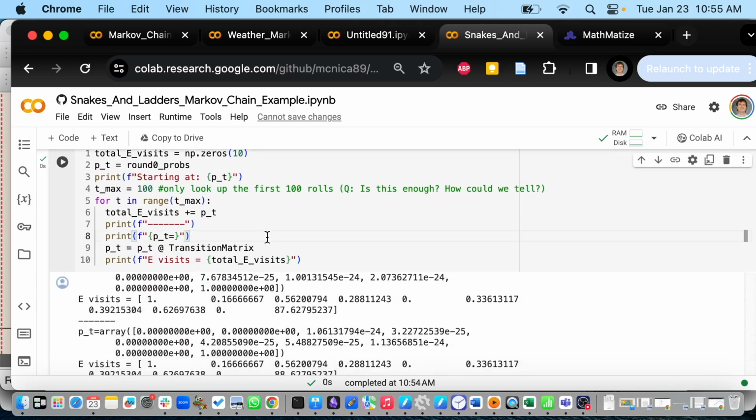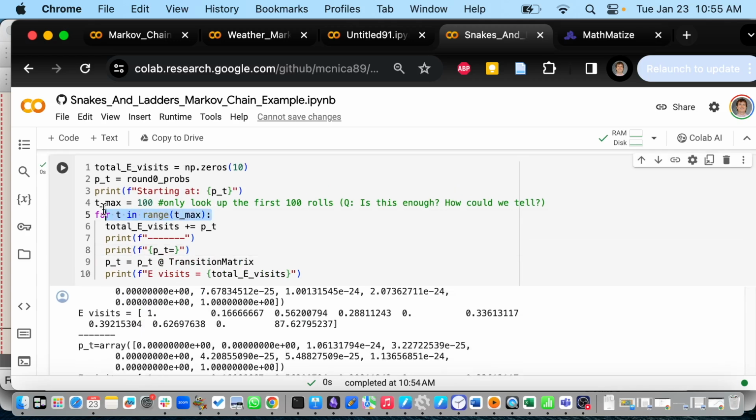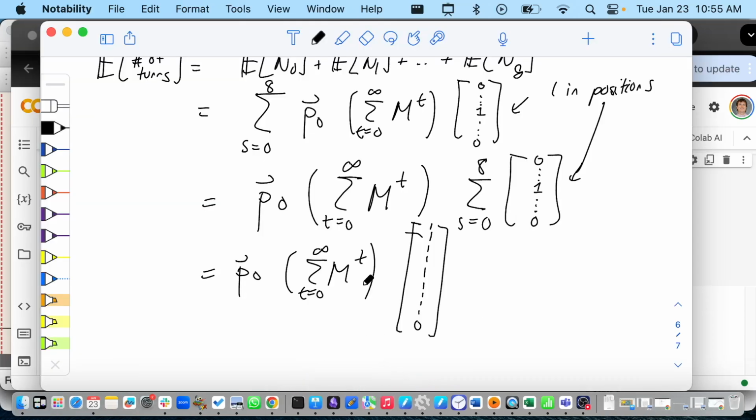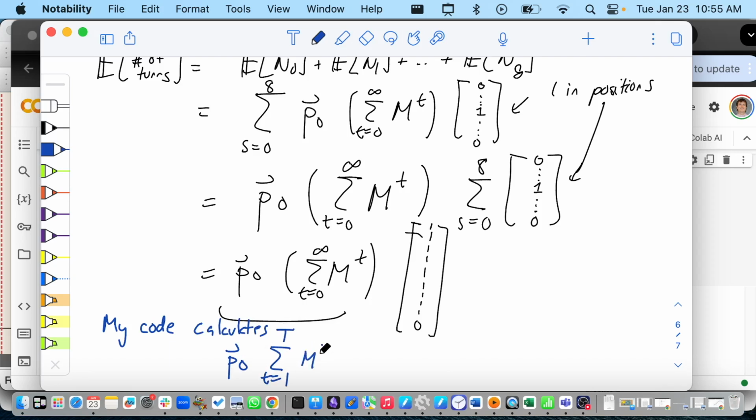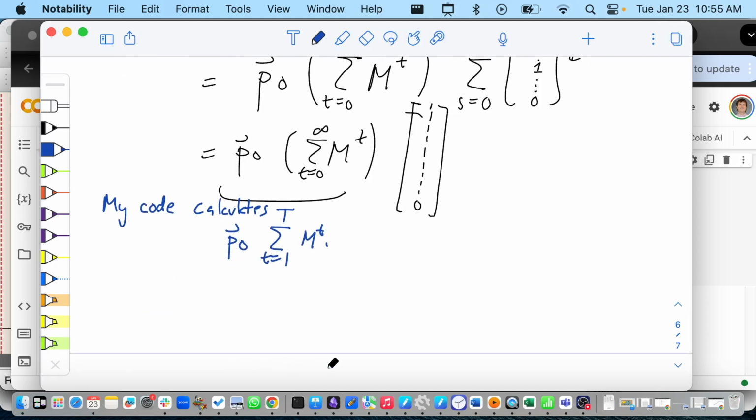It goes through, it does a loop over all times t, and it is adding up what you get. And so by adding up what you get, it's computing the first bit of this. So this is what my code does. My code calculates p0 times the sum from t equals 1 to, let's call it capital T, of M to the power of lowercase t. So it's doing this infinite sum with a for loop by just looping and adding on one term every time. And here's what it looks like.